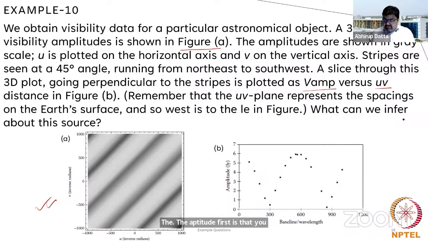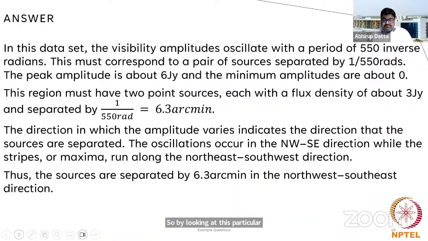What can be inferred about this particular source? Now you have seen a lot of these 2D Fourier transform pairs, right? So by looking at this particular plot, what can you make out? That's all we're asking. The source is separated by 6.3 arc minute. It looks like a pair of sources. The visibility amplitude oscillates with a period of 550 inverse radian. This must compare to a pair of sources separated by 1/550 radian.